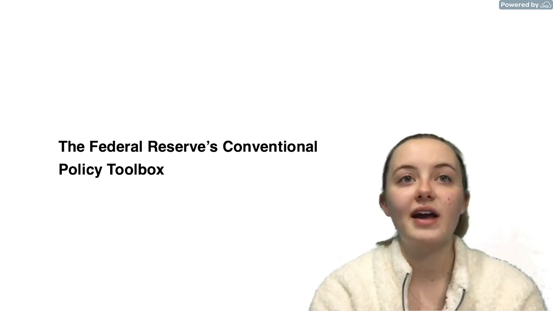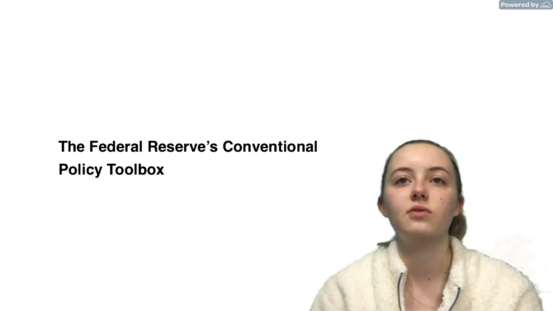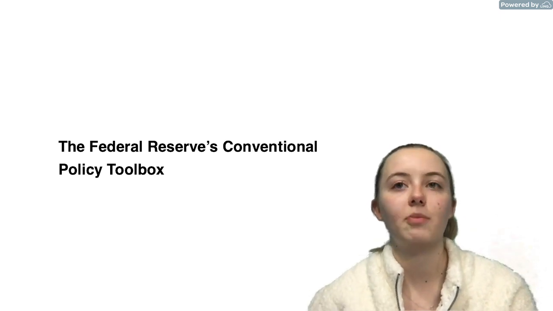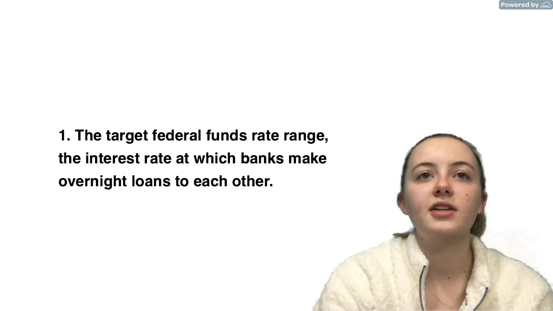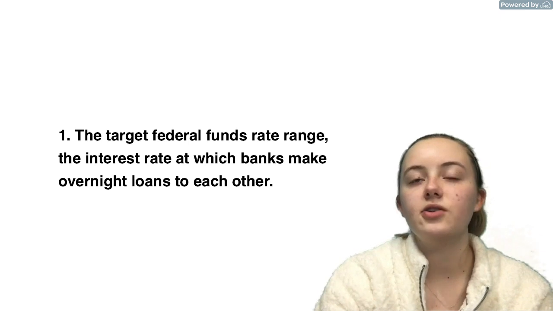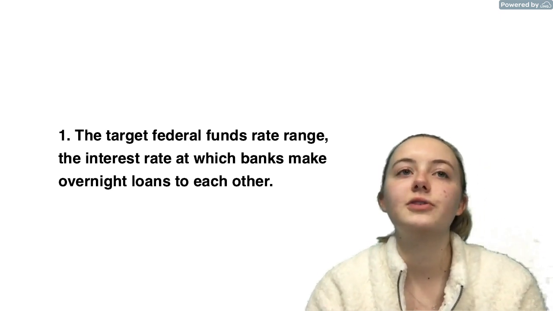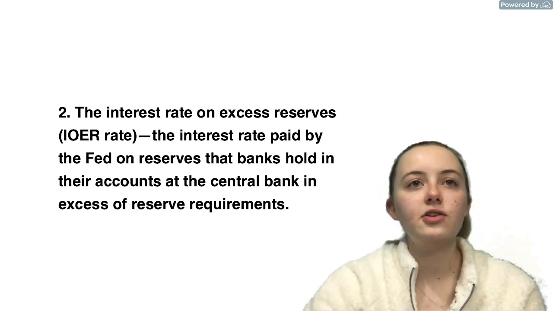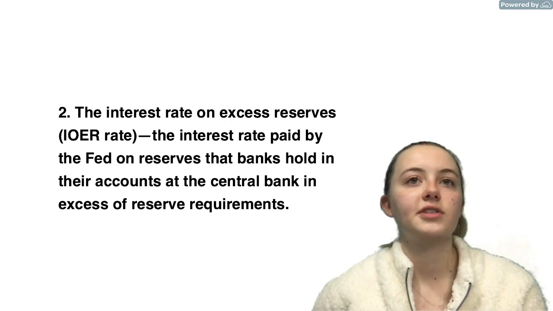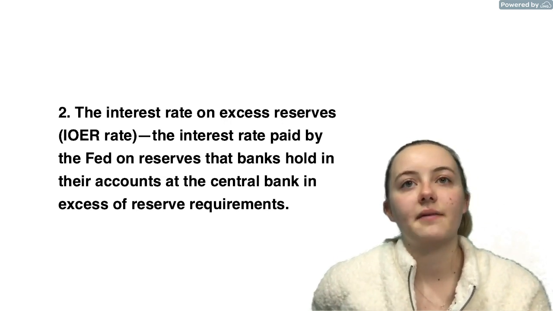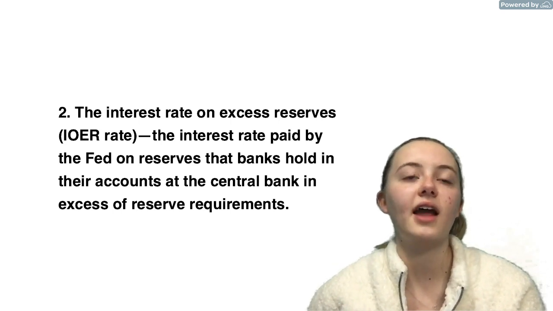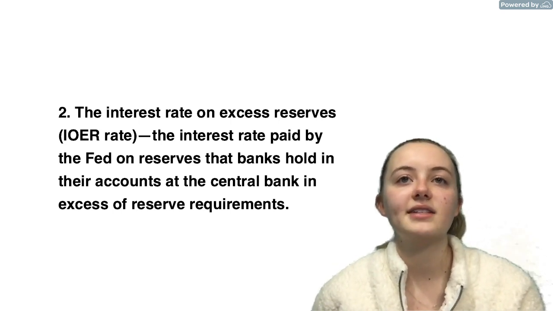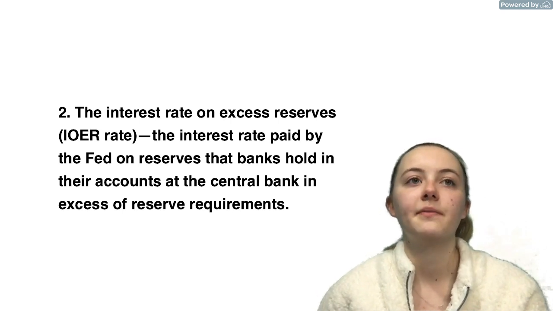The Federal Reserve has four leading conventional policy tools, also known as policy instruments. See Table 18.1. 1. The target federal funds rate range. The interest rate at which banks make overnight loans to each other. 2. The interest rate on excess reserves, the IOER rate. The interest rate paid by the Fed on reserves that banks hold in their accounts at the central bank in excess to reserve requirements.